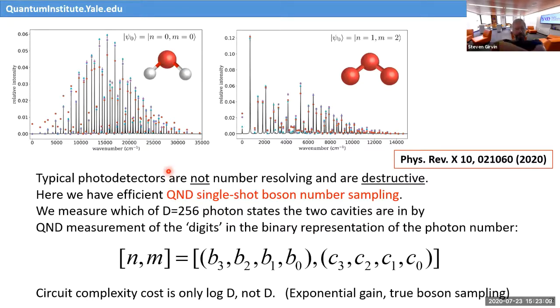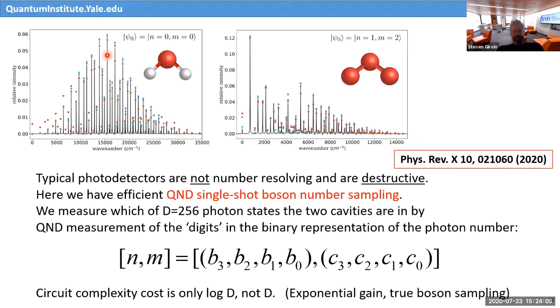The interesting thing about this is that typical photo detectors, like there are people trying to do this with optics, with integrated optical systems, but typical optical photo detectors just tell you there were zero photons or one or more, or maybe they tell you there was zero, one, or many, but they don't tell you the exact number of photons. So you can't do our trick of counting how many vibrational quanta were in each mode here, and uniquely identifying this line. You can't do that. Furthermore, our method doesn't eat up the photons, so you can measure them again and do actual QND single shot boson number sampling.